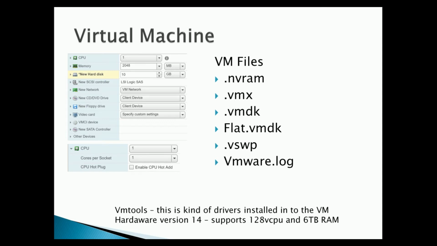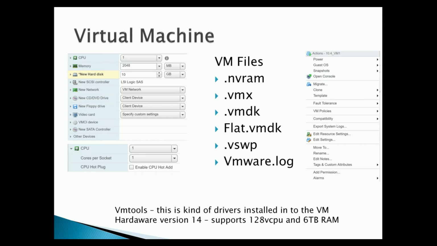At last we have VM tools. What are VM tools? Once the virtual machine is configured and installed with an operating system, we also need to install VM tools. It is just like the drivers which you install for your physical machine. Now in 6.7, the hardware version used is 14 and it supports 128 vCPUs and 6 TB RAM for one virtual machine. You can see the options available once you right click on a VM: you can power it off, power it on, guest OS shutdown, create snapshots, open console.